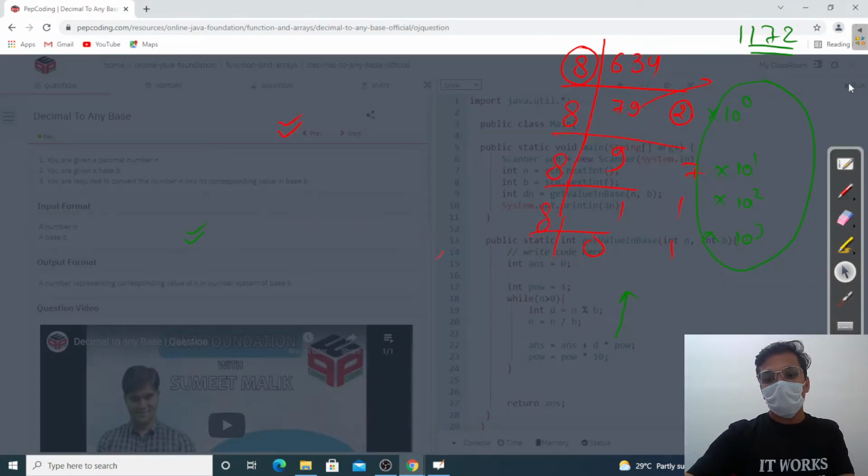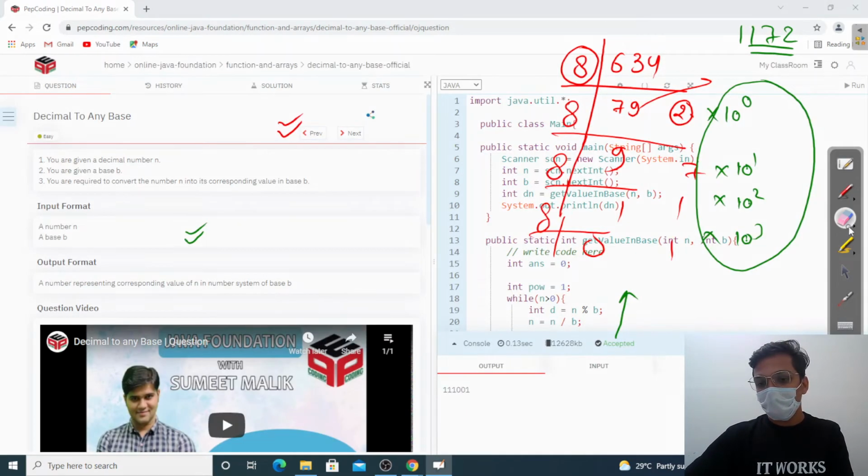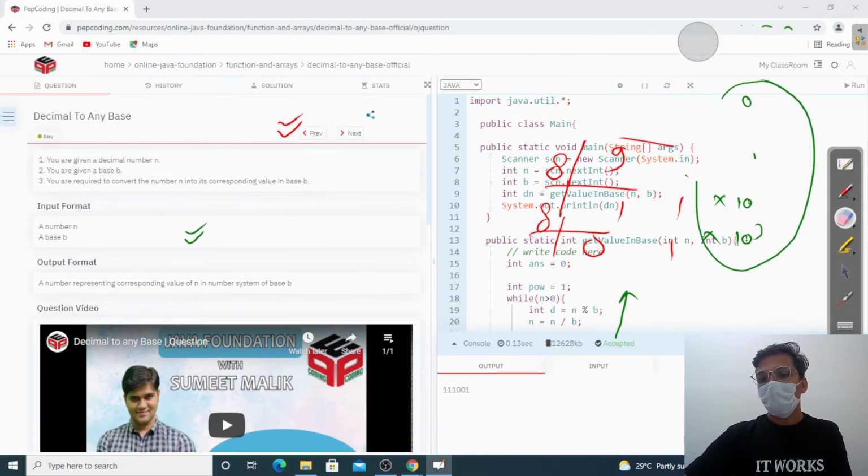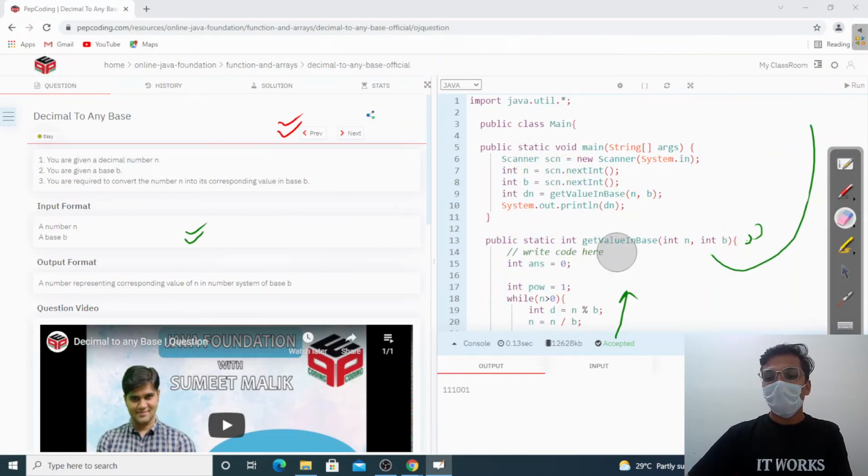So now let's run this code. So we get our answer. Hope you get the logic to write this code.